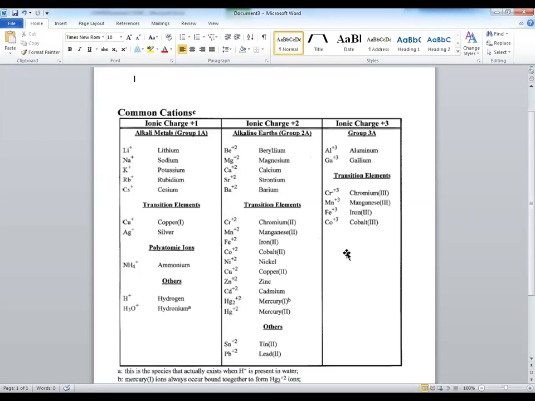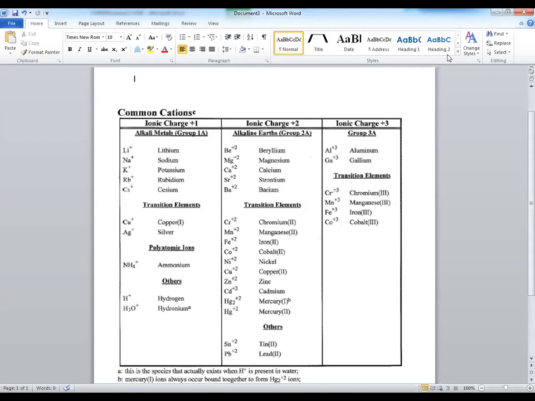So your common ion sheet has two sides to it. It has the cations, the positive ions, and they are grouped based on their charges. So you have the +1, the +2, and the +3. For example, lithium has a +1 charge and it's called lithium. Ammonium is what we call a polyatomic. We're going to get to it in a second. It has NH4 plus and it's called ammonium.